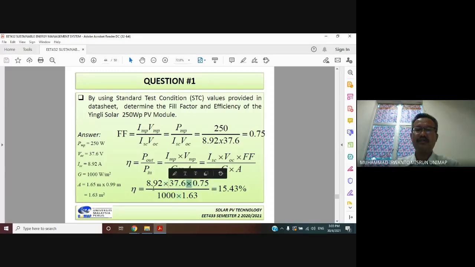Now substitute here. Efficiency is equal to ISC, 8.92, multiplied by VOC, 37.6, multiplied by the fill factor obtained from here, 0.75. G is solar irradiance in the STC, 1000, multiplied by A, where A is the area of the PV module obtained here. Now we obtain 50.43%.